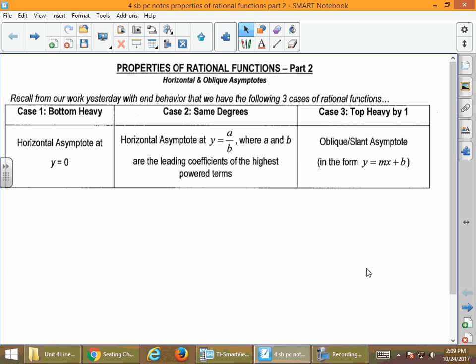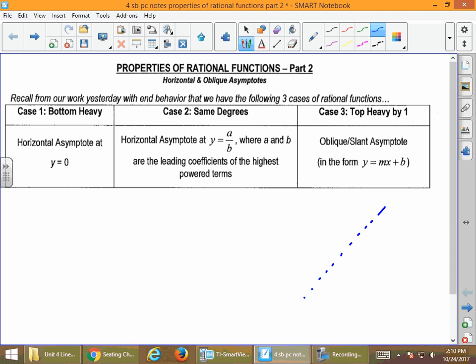And then the top heavy by 1 we did not get to explore, but we will work with this today and tomorrow. It has a slant asymptote, an oblique asymptote. There's some diagonal to it, and there's a line with a slant. I drew it with a dotted line because I tend to draw asymptotes with dotted lines. But it's going to be in the format of y equals mx plus b, and we're going to have to find that equation. And we'll get at least a brief start on that today.